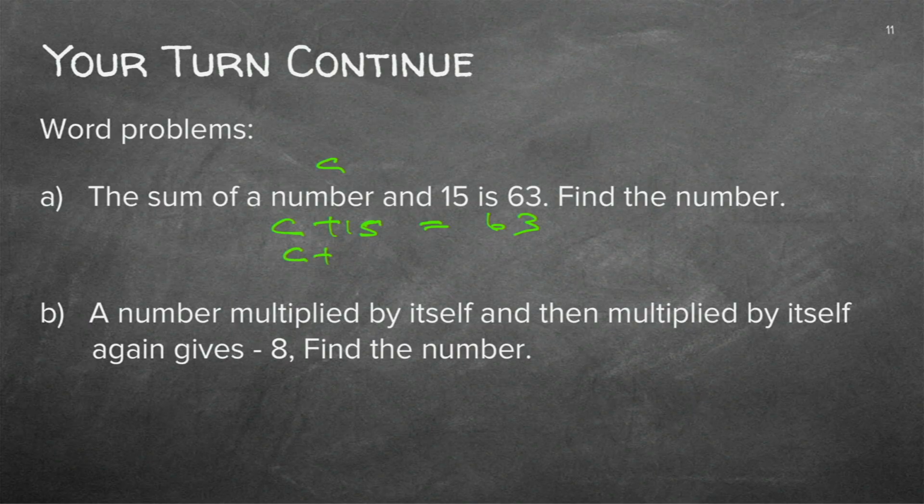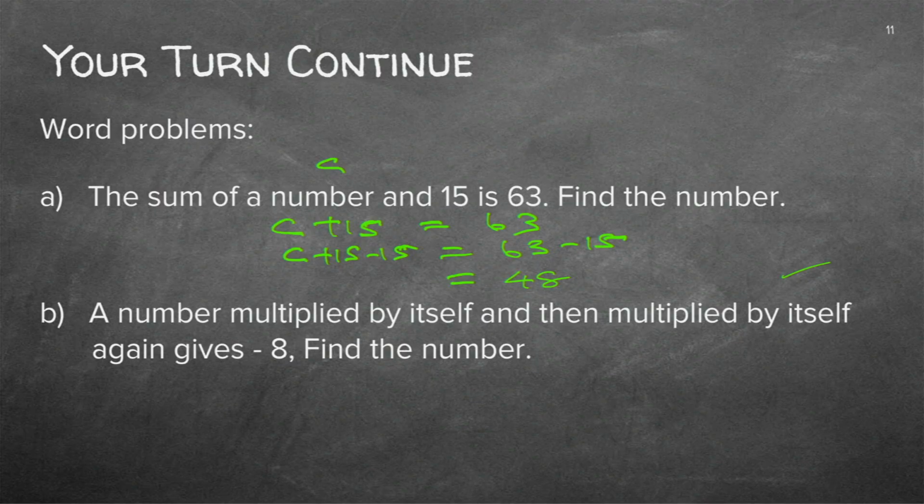So c plus 15 minus 15 equals 63 minus 15, and that is going to give us 48. And if we want to check, like we always have, we're going to say 48 plus 15 is going to give us 63. Right.